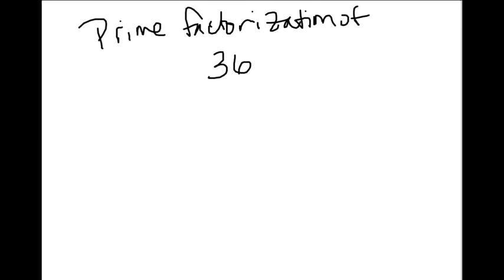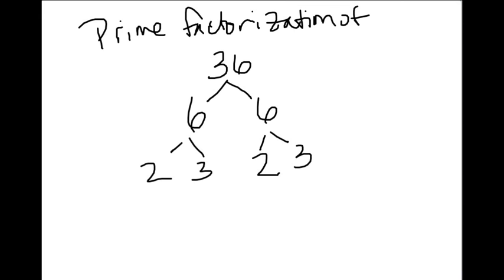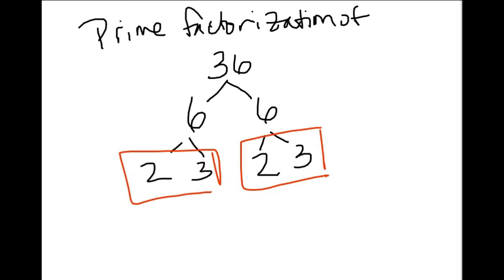What if I want the prime factorization of 36? Well, 36 is 6 times 6, which is 2 times 3, and 2 times 3. These are my prime factors. That's where everything ends. So the prime factorization of 36 equals 2 squared times 3 squared.